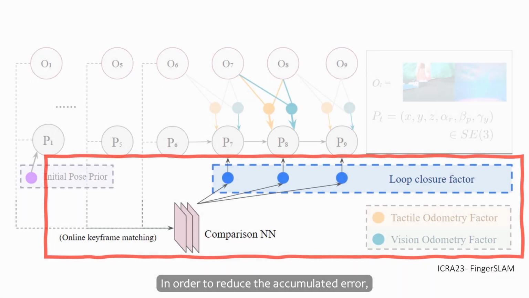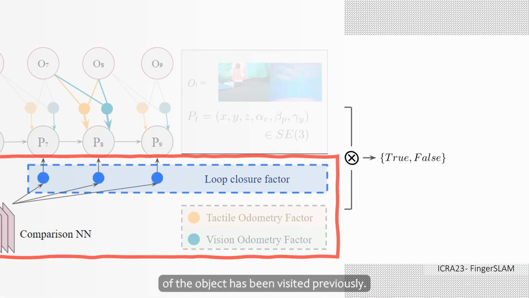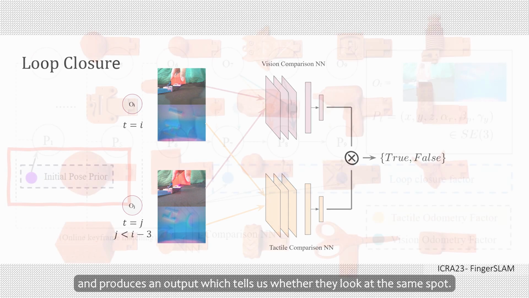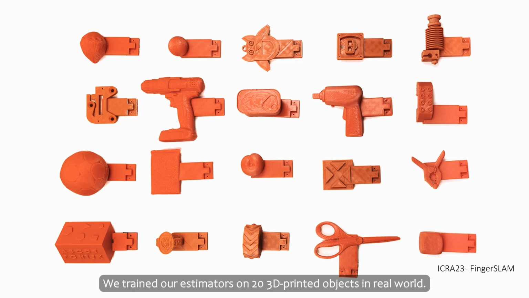In order to reduce the accumulated error, we also construct a loop closure factor which detects whether the current location of the object has been visited previously. A binary classifier neural network was trained for this. It takes the current observation and previous observation as inputs and produces an output which tells us whether they look at the same spot. We train our estimators on 20 3D printed objects in the real world.